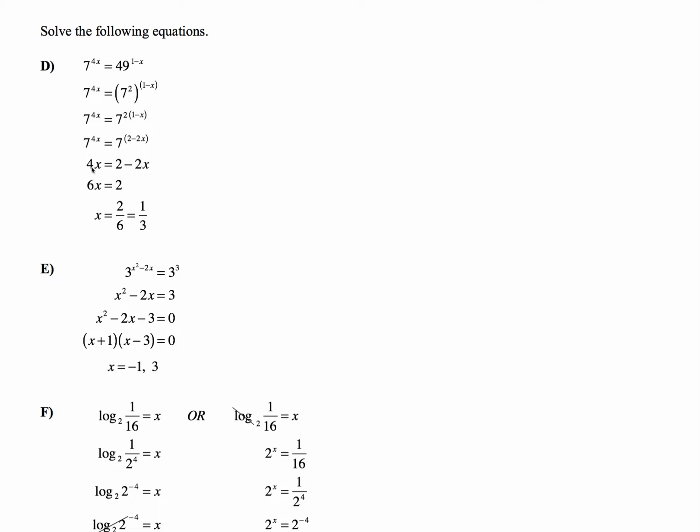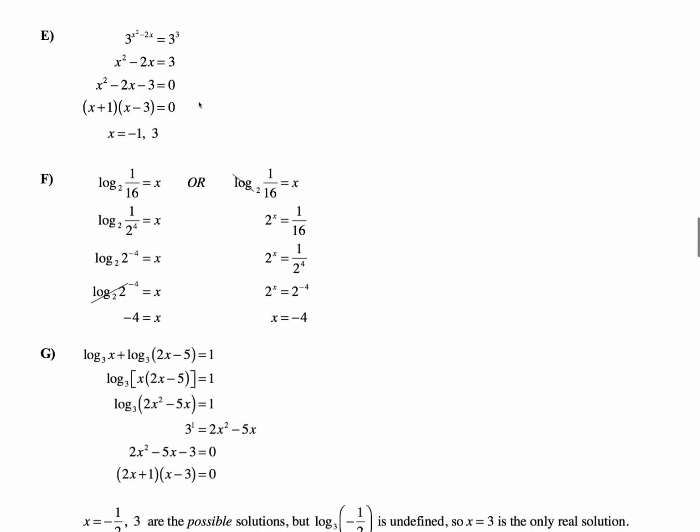I add 2x to both sides, that gives me 6x equals 2. Divide both sides by 6, and so I have x is equal to 2 over 6, which is equal to 1/3. Now you can verify this by substituting 1/3 back into the original equation if you want, but it's not really necessary. I don't ask you to do that on the exam.